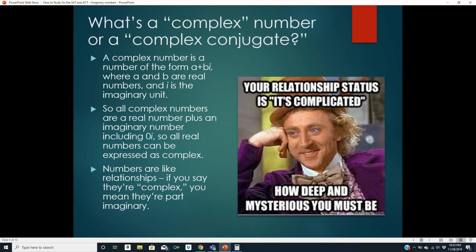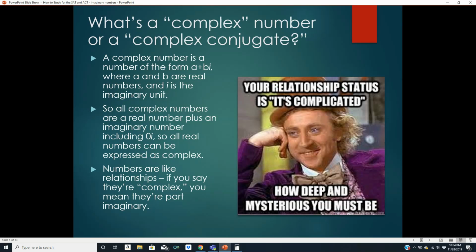So what's a complex number or a complex conjugate? A complex number is a number of the form a plus bi, where a and b are real numbers and i is the imaginary unit. So all complex numbers are a real number plus an imaginary number, including 0i. So the imaginary unit would be multiplied by 0, which means the result would just be a real number.